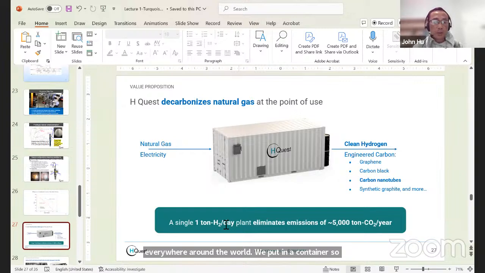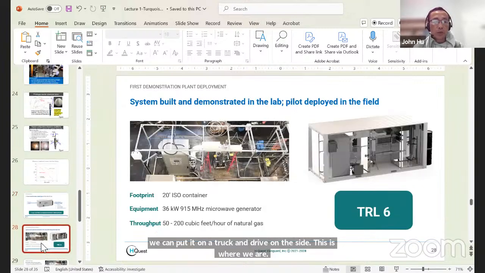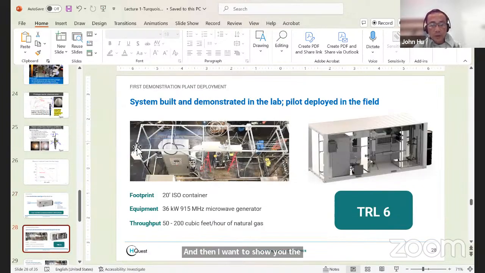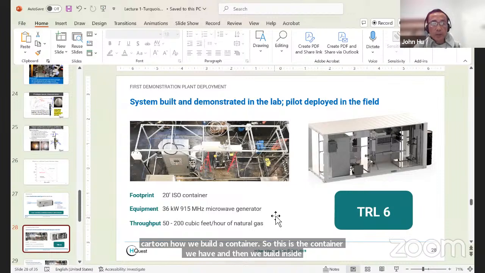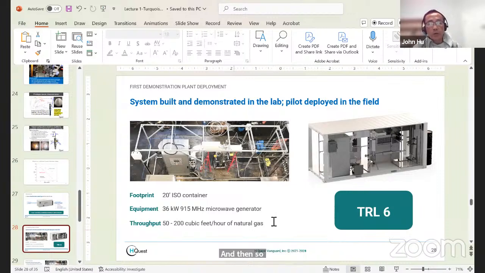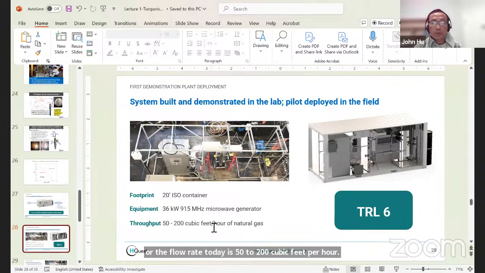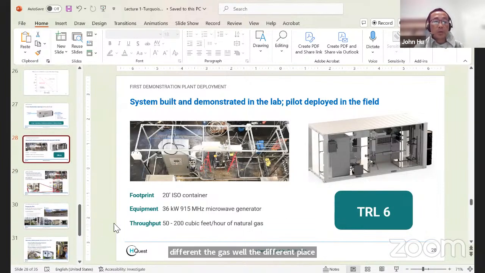And then I want to show you the cartoon of how we build a container. So this is the container we have, and then we build inside, and the size, the throughput or the flow rate today, is 50 to 200 cubic feet per hour. We did this demonstration at a different gas well, a different place. So it's a lot of work in there.